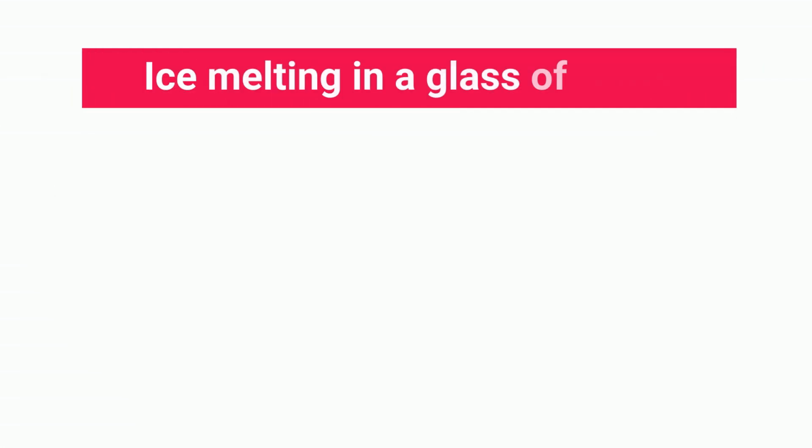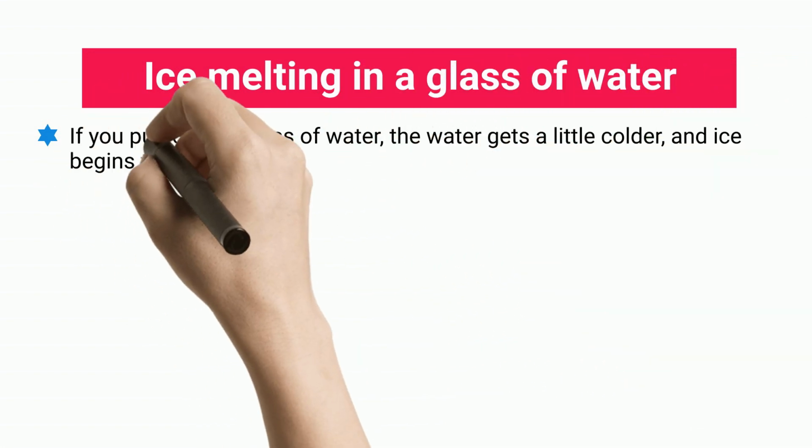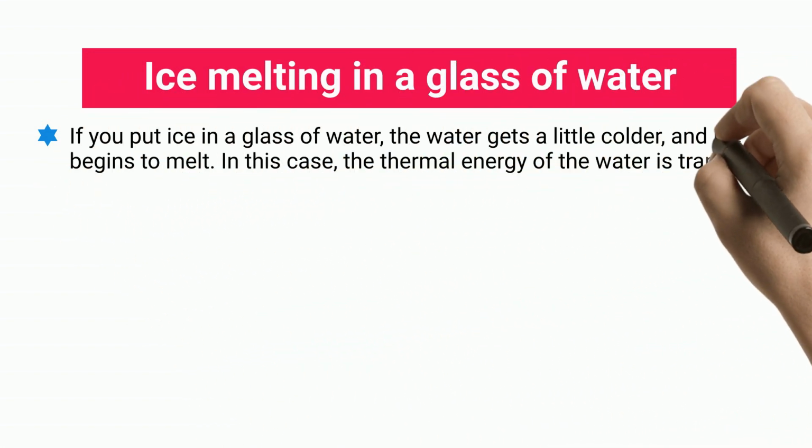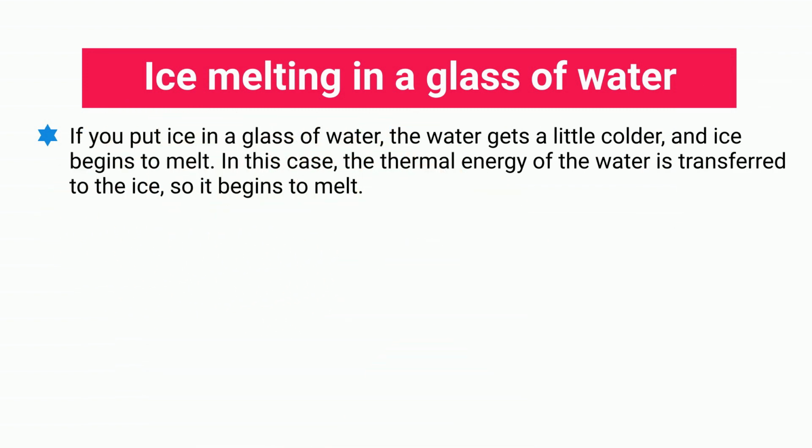Ice melting in a glass of water. If you put ice in a glass of water, the water gets a little colder, and the ice begins to melt. In this case, the thermal energy of the water is transferred to the ice, so it begins to melt.